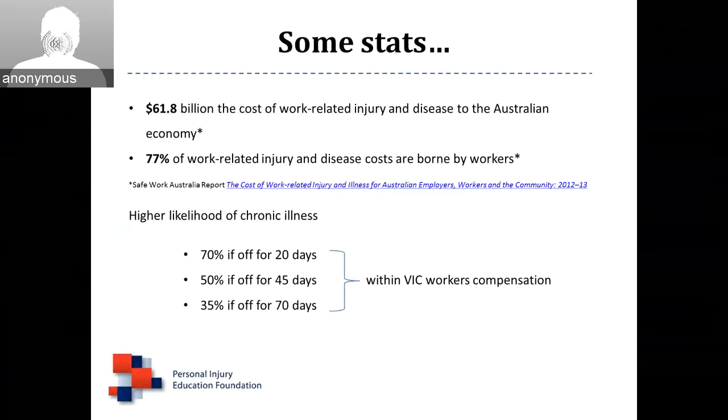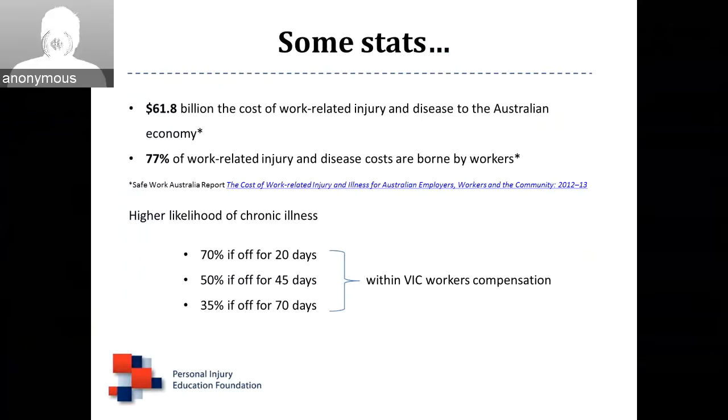So what are some of the statistics around this? According to the report from Safe Work Australia in 2012-13, work-related injury and disease cost the Australian economy $61.8 billion, which was 4.1% of the GDP. The majority of the costs, so 95% of those costs, were borne by individuals and society, where the workers bore 77%, the community 18%, and employers only 5%. And injuries accounted for $28 billion of that cost.